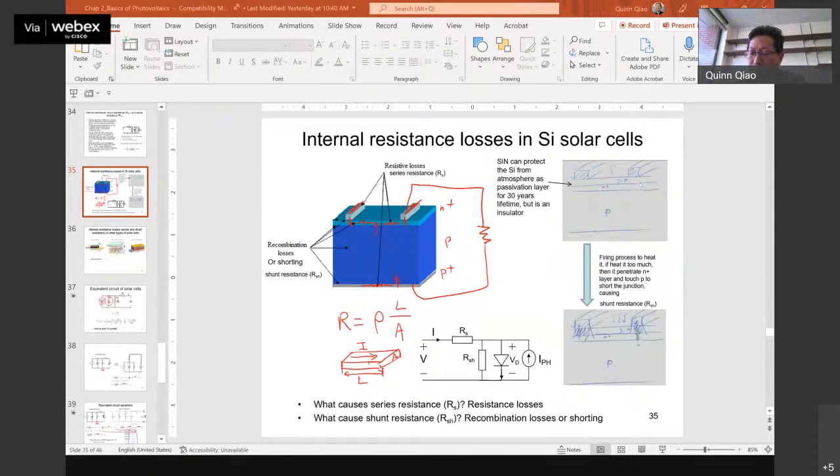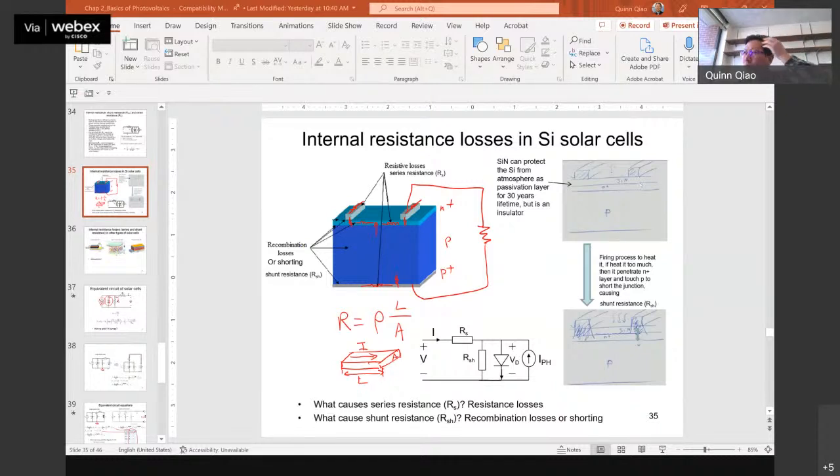Yes, sir. Regarding the optical loss, generally we are trying to reduce the optical loss by texturing or by minimizing the reflection from the top surface. So when we are talking about the bottom surface, what mechanisms can we choose to minimize the transmission from the bottom surface so that the absorption can be increased in the cell?